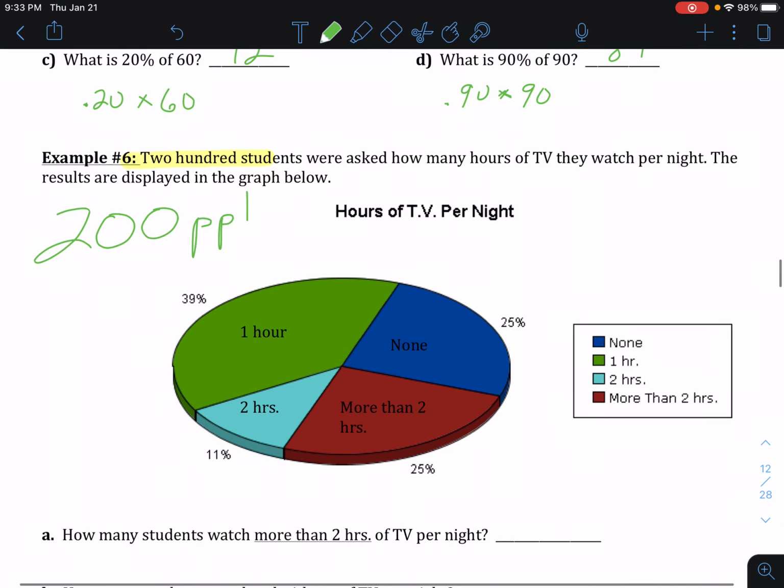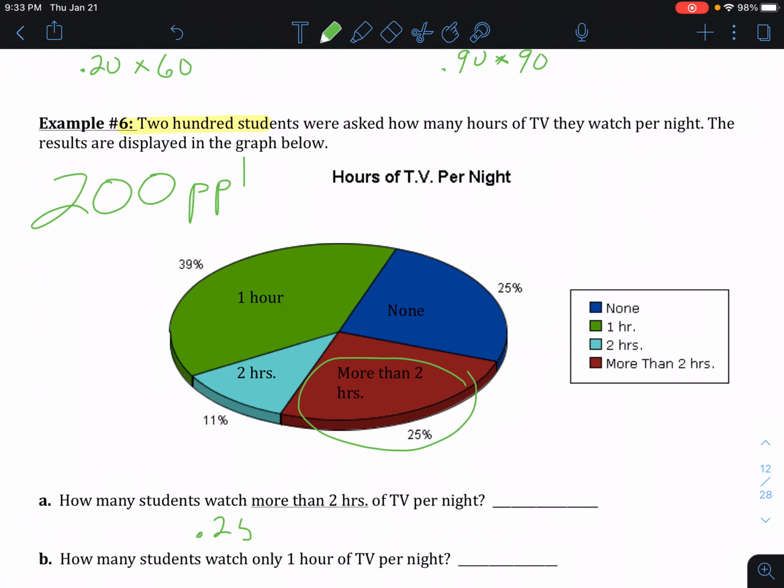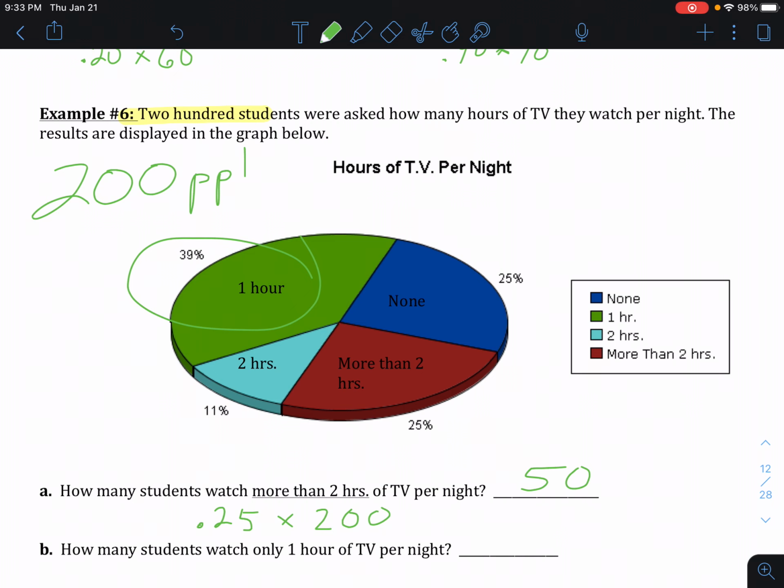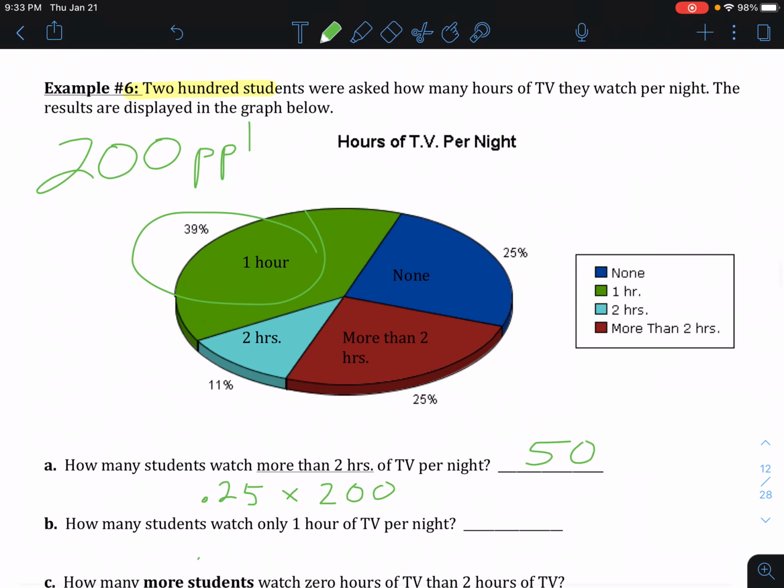So in letter A, how many students watch more than 2 hours of TV per night? More than 2 hours would be right here. So what you would want to do is 0.25 times 200 people, and that would give you 50 people. Next, how many students watch only 1 hour of TV per night? 1 hour would be 39%. So you do 0.39 times 200, and that will tell you 78 people.